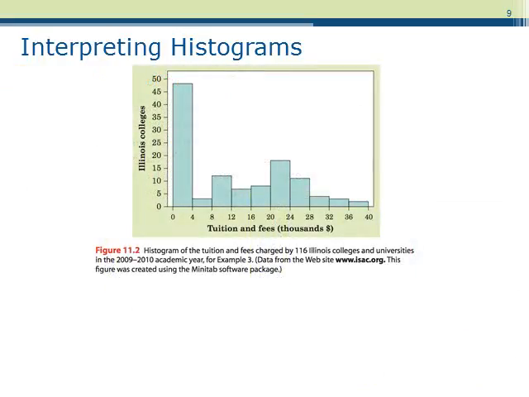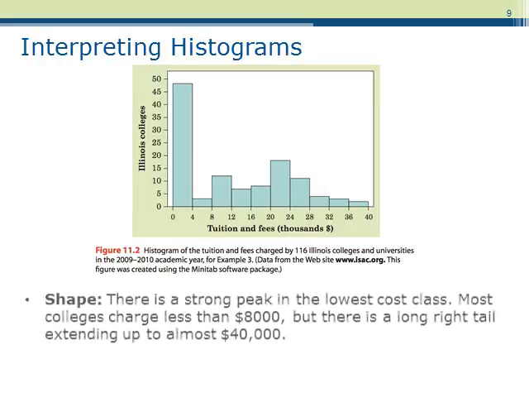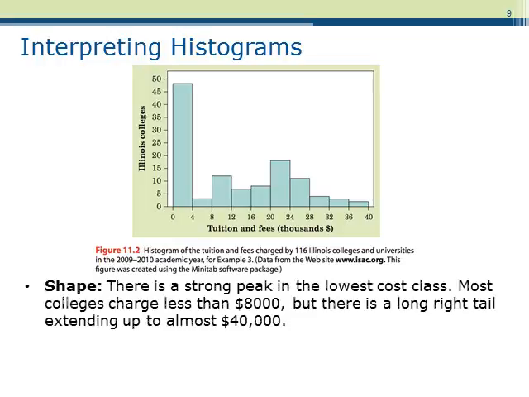The following histogram lists the tuition and fees of certain Illinois colleges. This provides an example of a histogram that is not symmetric. For the shape, we would say that there is a strong peak in the lowest cost class. Most colleges charge less than $8,000, but there is a long right tail extending up to almost $40,000.